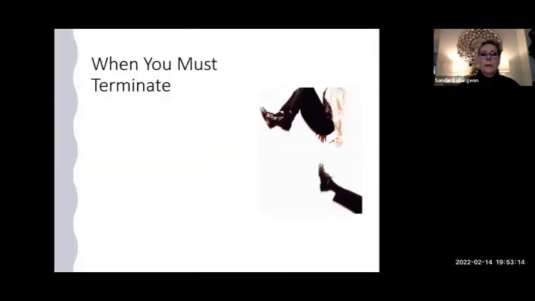So if you must terminate, then have a progressive dismissal policy and process in place. In other words, give a verbal warning with a witness. And that witness, by the way, cannot be a spouse. That's a really important thing to remember, because then the employee can go to an employment lawyer and say, you know, they were ganging up on me.